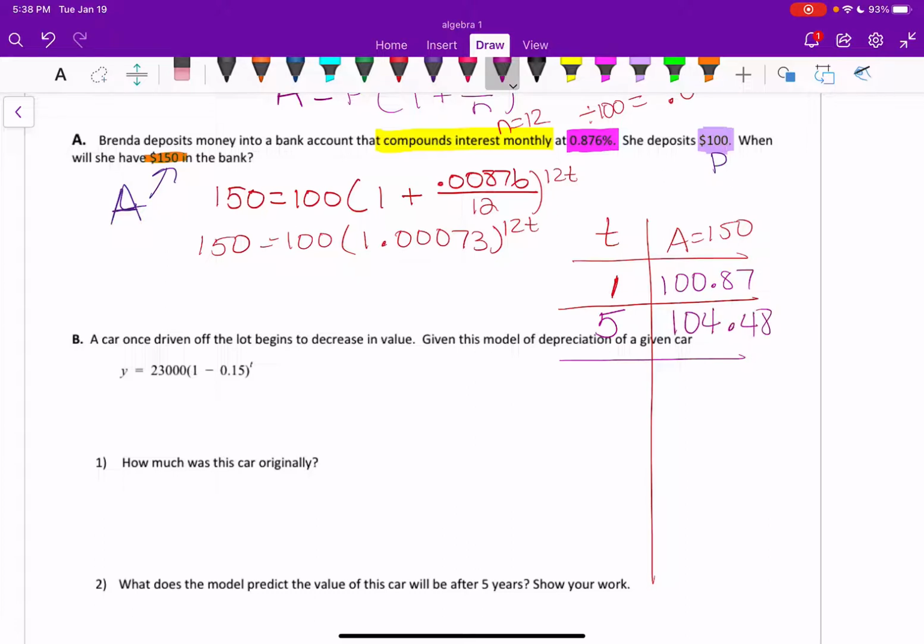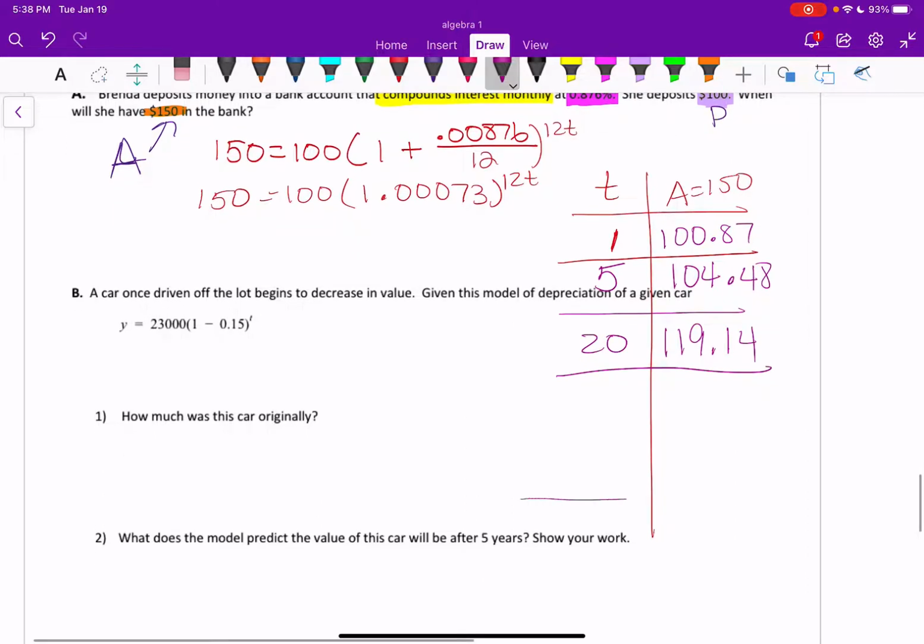So I'm going to skip up to 20 and see if we need to go above or below 20. Notice how I'm skipping around so that I'm not doing every single one. That's going to take too long. So 100 times 1.00073 raised to 20 times 12, so that's the 240th power. That only gives me 119.14. I'm going to really jump. I'm going to go up to 50 and see what happens at 50, and then do I need to keep going up or do I need to go down?